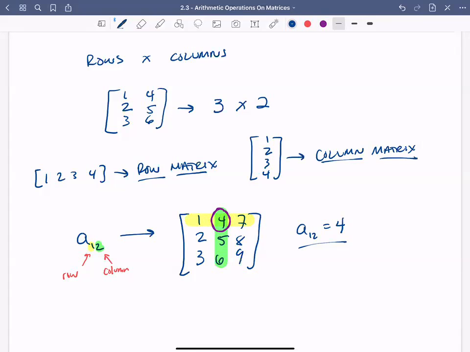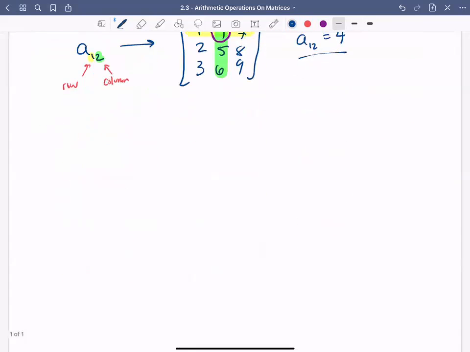I know this is not anything to do with arithmetic operations. This is really us just being able to identify these things. So let's go ahead and start our arithmetic operations, and we're going to start with addition and subtraction.